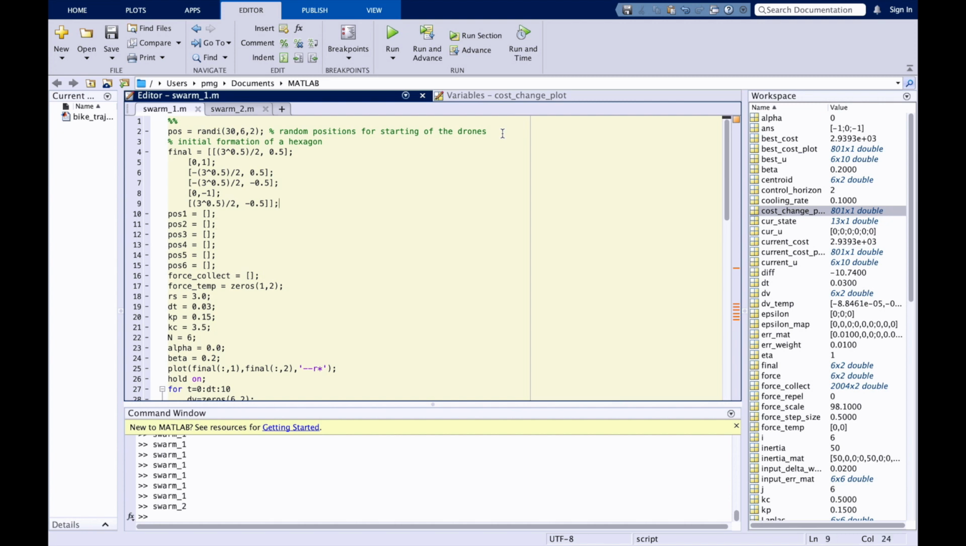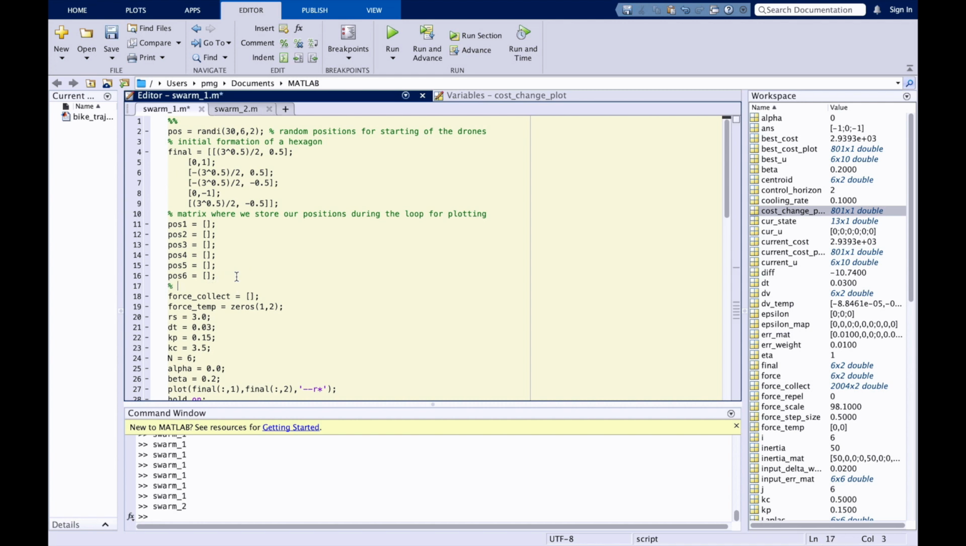The next thing we're doing is we're going to say that this is the matrix where we store our positions during the loop, right? Because one will be the position of the drones at every moment, and the other positions would be the complete arrangement of positions. So across, when the time moves, you want to collect those positions so that you can plot them at the end. So basically for plotting, right? That's where we do collect them, and then we go for force collect.